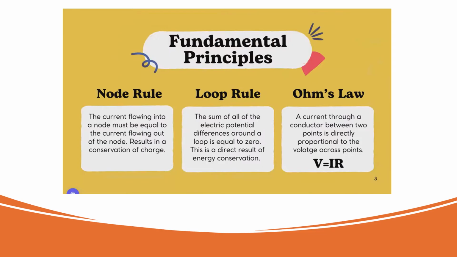Some fundamental principles behind this lab. First off, there's the node rule, which states that the current flowing into a node must be equal to the current flowing out of the node, resulting in a conservation of charge. Next up, there's the loop rule, which states that the sum of all the electric potential differences around a loop is equal to 0, which is a direct result of energy conservation.